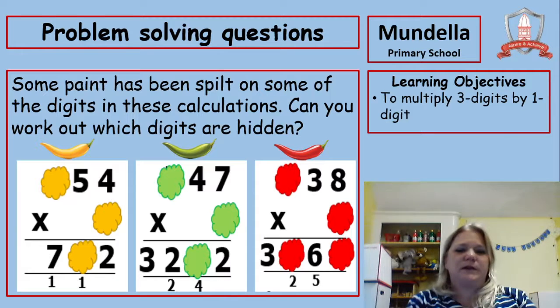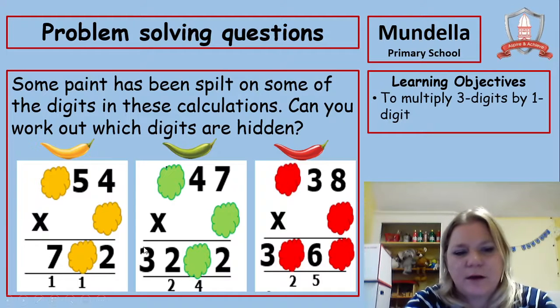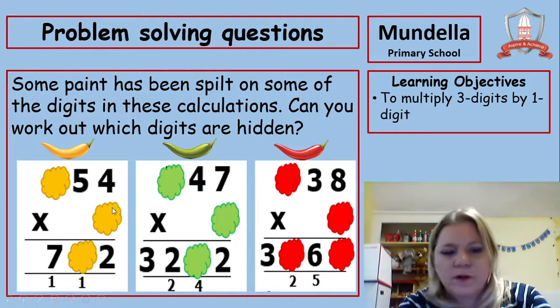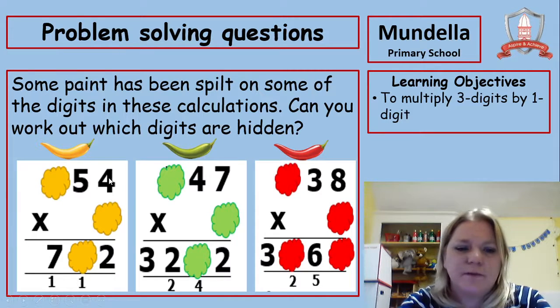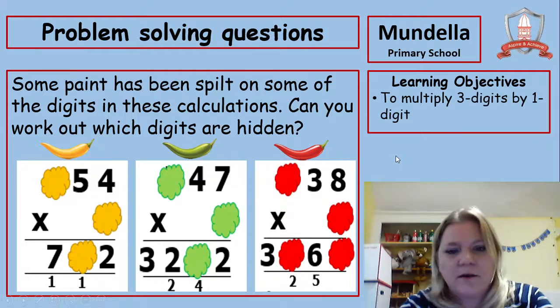For problem solving today, we're looking at some calculations where some paint has been spilt on some of the digits. So see if you can work out which digits have been hidden by the paint. Now let me give you a clue here. We know that when you do column multiplication, it'd be 4 times by something, and to work out what that something is, it would have to give the answer 12. So see if you could work out what number is missing there. Choose your challenge. You can have a go at them all if you really want to push yourself. That would be great. Good luck. Pause the video now and see if you can work out which digits are hidden.